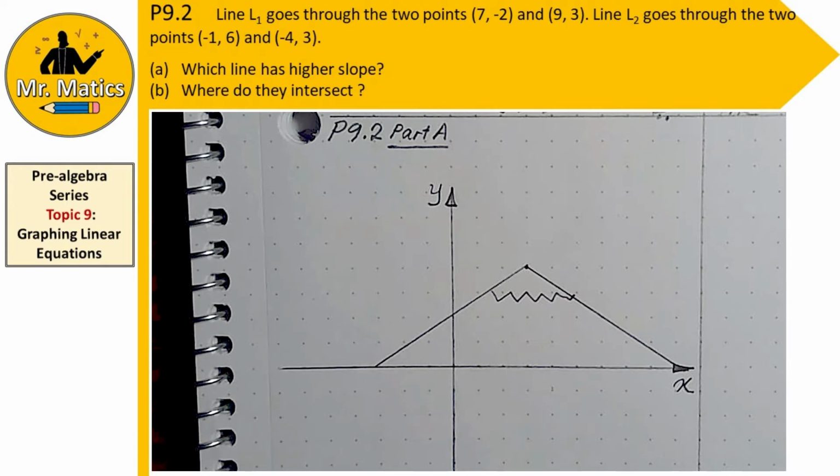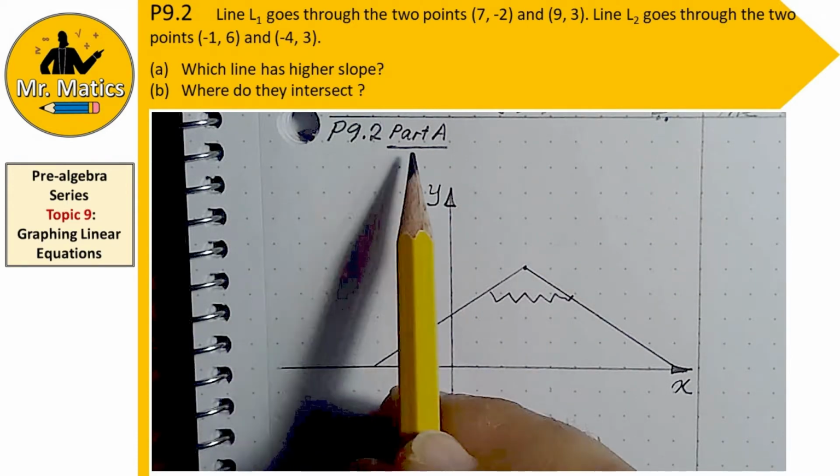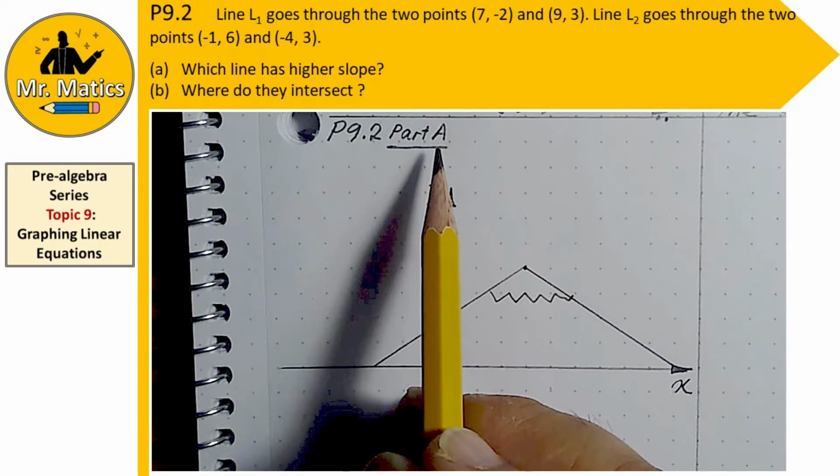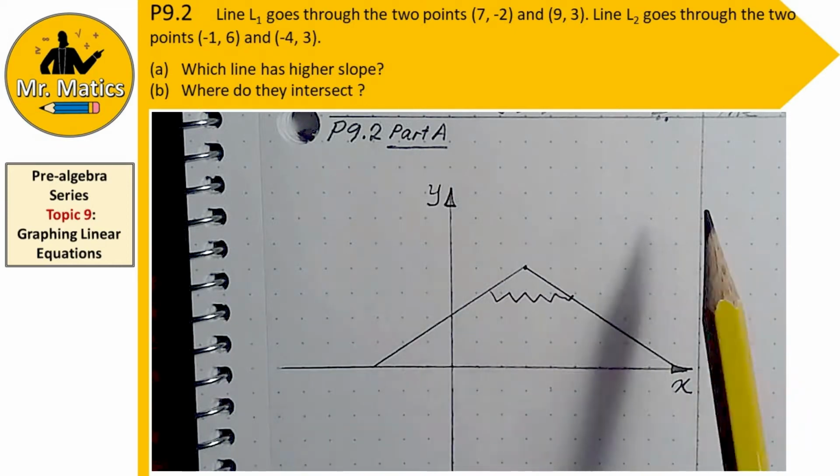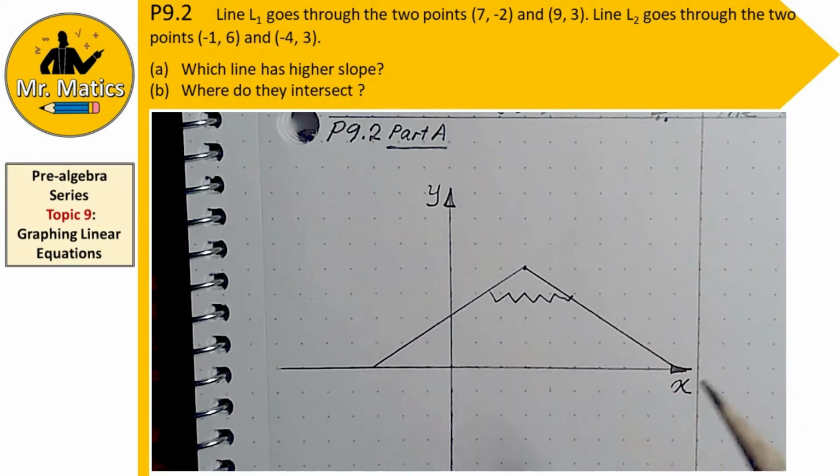Okay, we are going to do 9.2 part A, and then we are going to do part B in the same video. There are two lines actually. Line 1 is going through 2 points, and line 2 is going through 2 other points. You have to find which line has a higher slope. So let's first understand what is meant by slope.